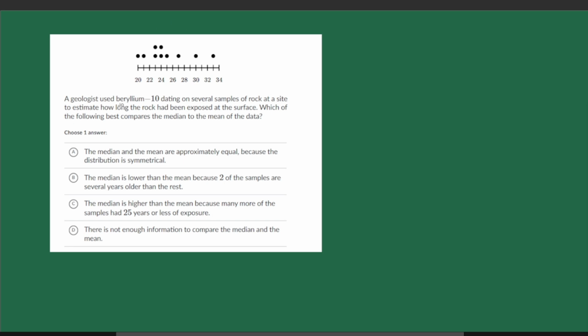So a geologist uses beryllium. Again, they love to use science. It's kind of just BS though, it's kind of extraneous. 10. So you want to circle this number because this is a total of 10 on a circle. Now, if this number was bigger, if it was like 100, then you're not really going to be counting all this. But since it's a relatively smaller number, it's pretty nice. Which best compares the median and the mean?